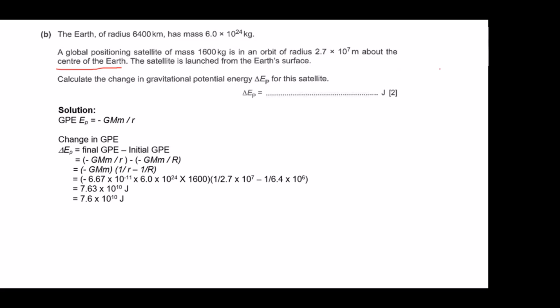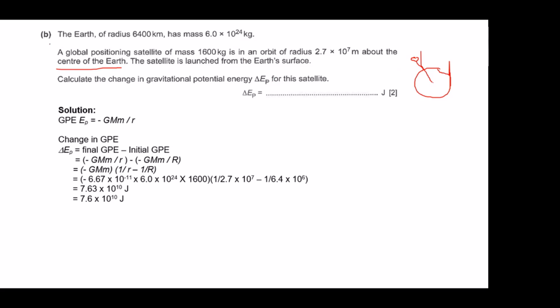So if you were to draw the diagram, you have to be careful. The satellite is probably here, a distance away from the center of the Earth, not from the surface of the Earth. The satellite is actually launched from the Earth's surface, so you launch a satellite outwards. Okay, calculate the change in GPE for this satellite.